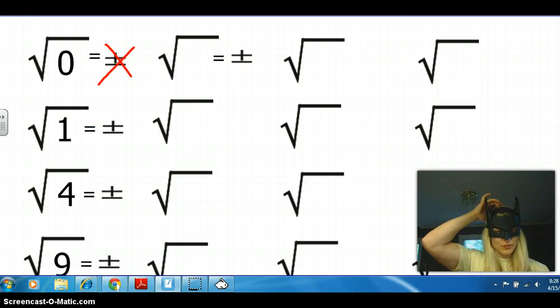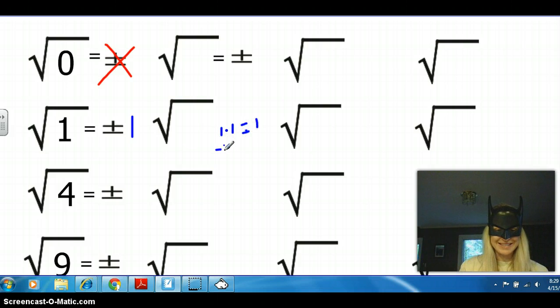Here we have plus or minus, okay? And really, our answer here for the square root of 1 should be plus or minus 1. The reason being 1 times 1 equals 1. So the square root of 1 is 1. However, what is negative 1 times negative 1? That would give you 1 as well. So really the answer could be 1 or negative 1.